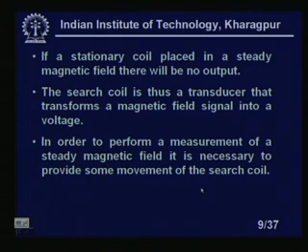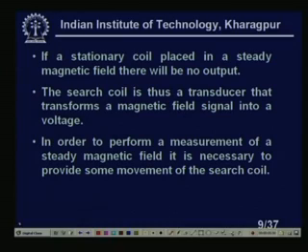In order to perform a measurement of a steady magnetic field, it is necessary to provide some movement of the search coil. Quite obviously, as I told you, if it is stationary and placed in a steady magnetic field, I will not get any output. So some movement of the search coil will be necessary, because I cannot change the magnetic field which I am going to measure. Obviously, I have to make some movement of the coil. How? Let us look at how I am actually doing it.